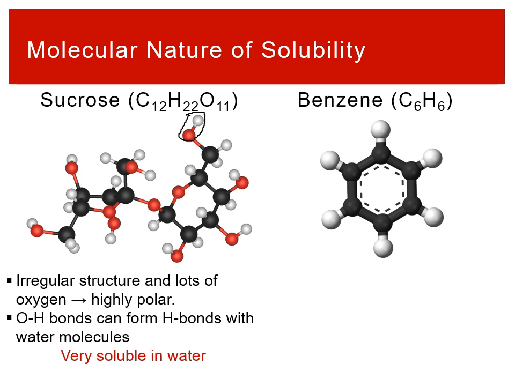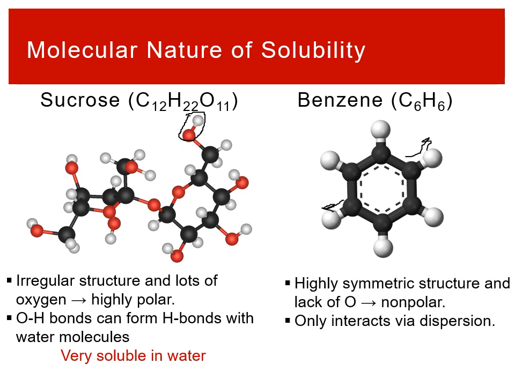When we look at the structure of benzene, you have a pull in this direction, but you also have a pull in the opposite direction, and those cancel each other out. This is very nonpolar. It only interacts via dispersion. It does not interact via dipole-dipole or hydrogen bonds. So as a result, we'd expect it to be very insoluble in water, which it is. We can also tell based on the fact that it's C6H6, only carbon and hydrogen, which means this is a nonpolar molecule. All nonpolar molecules we expect to not be soluble in water.